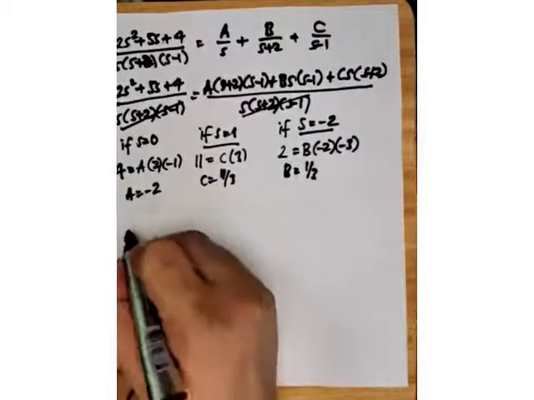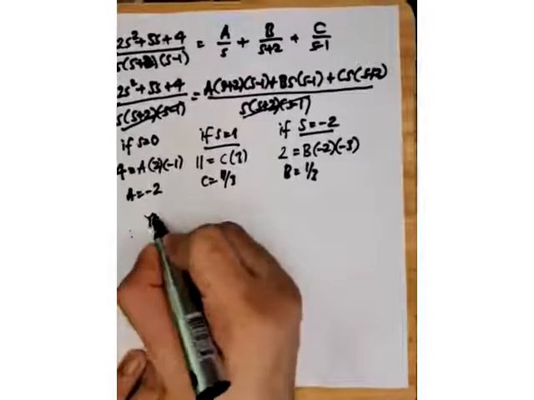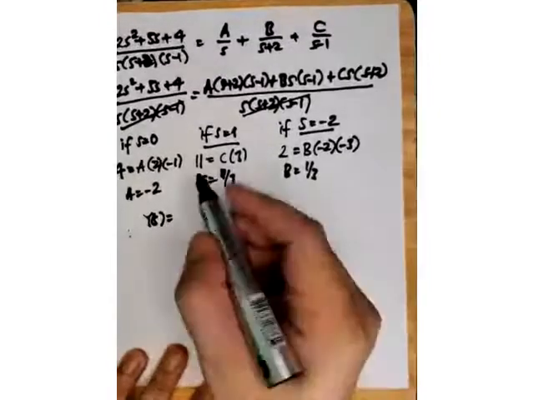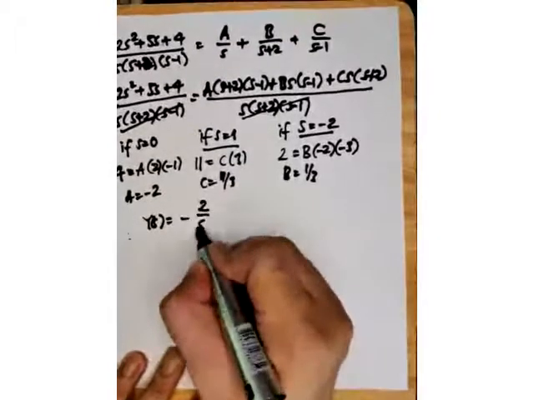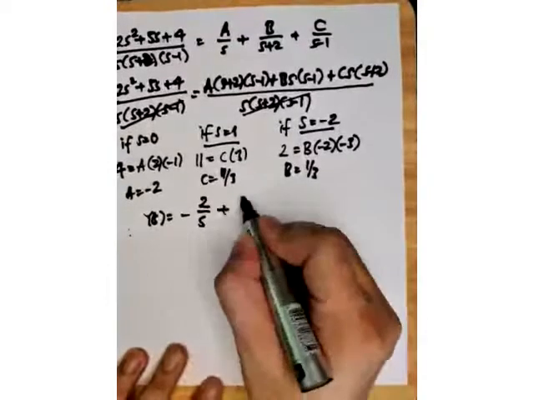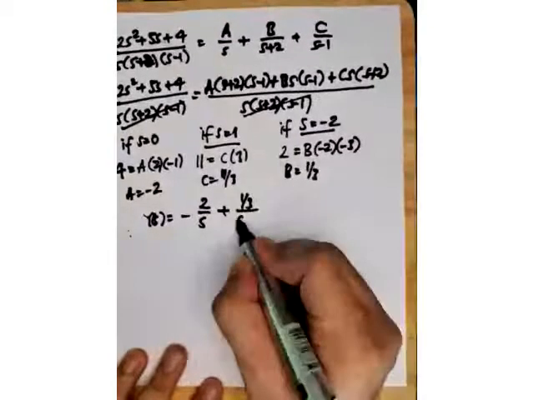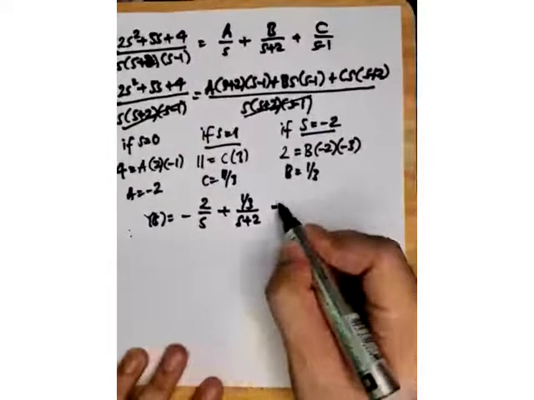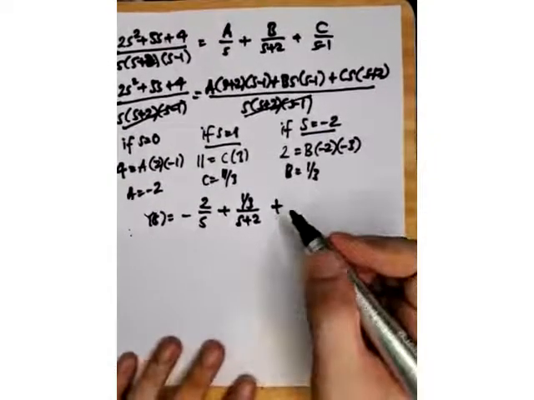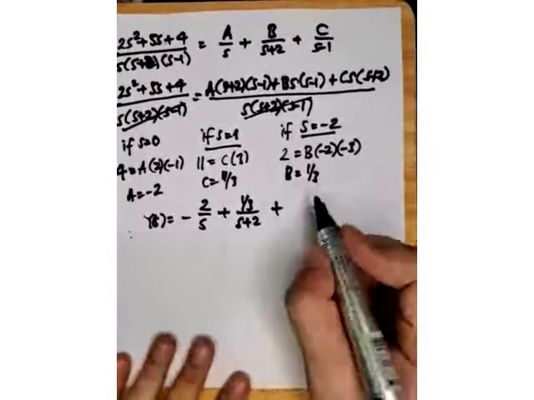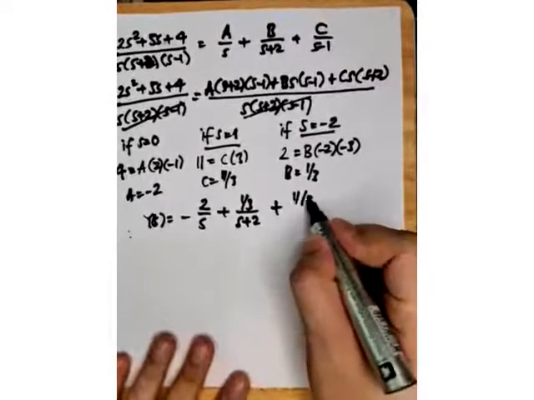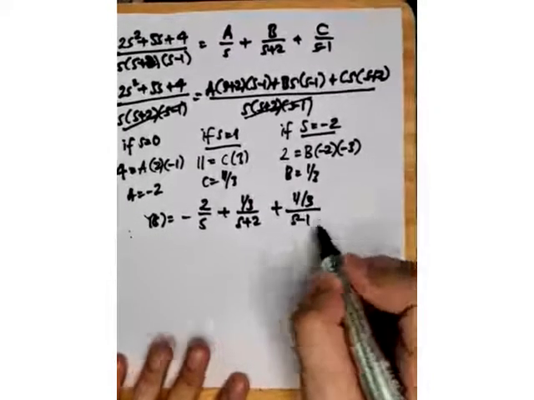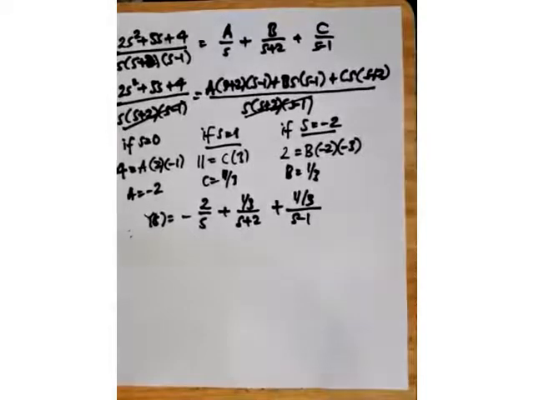Okay, so therefore, ang Y of S natin ay equal siya sa negative 2 over S plus 1/3 over S plus 2 plus 11 over 3 over S minus 1. Ayan. Okay, tama ba? May question ba kayo?